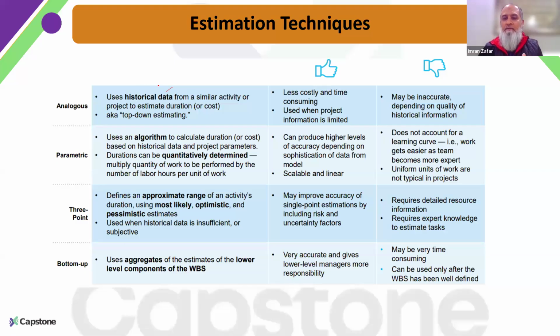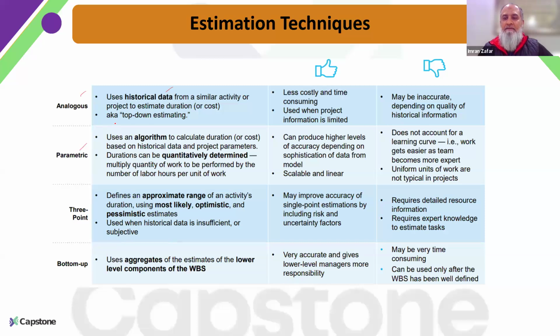So what is the drawback of this analogous estimation? That this can be inaccurate as well. Maybe we have not encountered all the things related to our current project, and maybe the quality of the historical data that we are referring to is not that good. So in those scenarios, we can have some wrong kind of estimations. But the advantage is that it is less costly and less time consuming, but again, there is some flip side as well in terms of disadvantages.